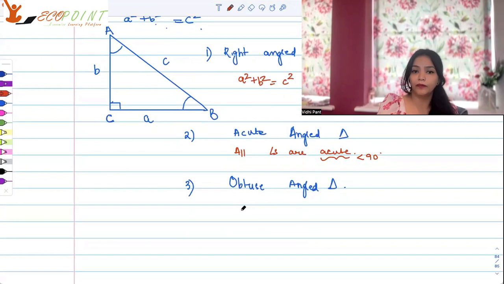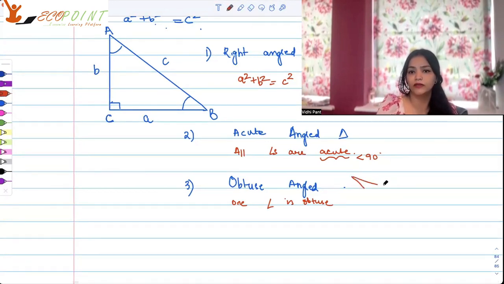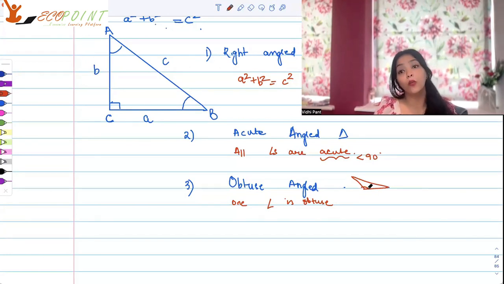Obtuse angle triangle में क्या होगा? One angle is obtuse. Because in a triangle, as I said for 90 degrees also, you can't have two 90 degree angles. इसी तरीके से you can't have two obtuse angles. Obtuse angle triangle में एक angle obtuse होगा. So the shape could be like this. एक ही हो सकता है, एक से ज्यादा नहीं, क्योंकि 180 से ज्यादा आ जाएगा सब. So exactly one angle obtuse. The moment one angle is obtuse in a triangle, we call it an obtuse angle triangle.